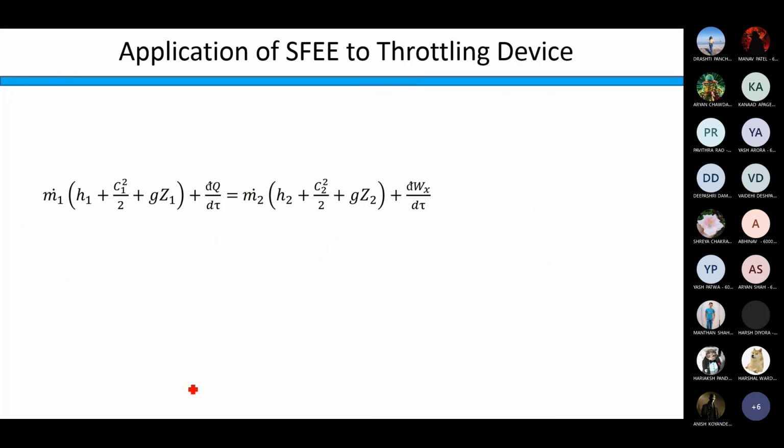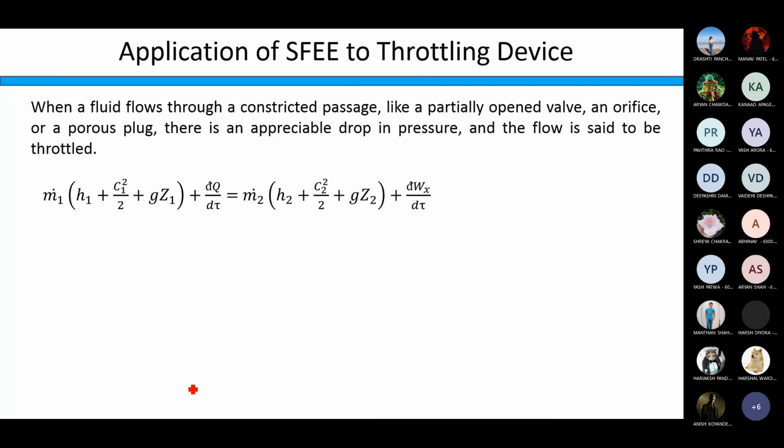Okay. Moving further, there is some problem. Let it be. So, application of the steady flow energy equation to a throttling device. What do we mean by a throttling device, and how do we apply the steady flow energy equation here?